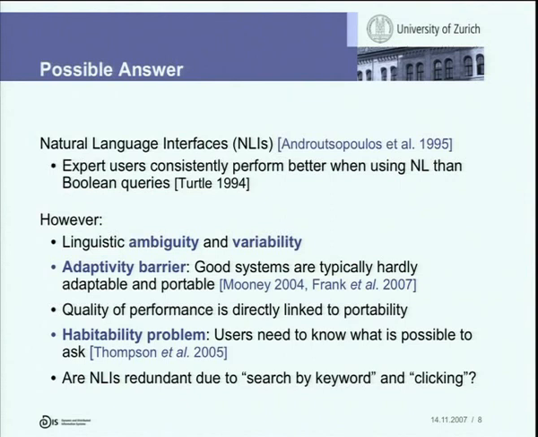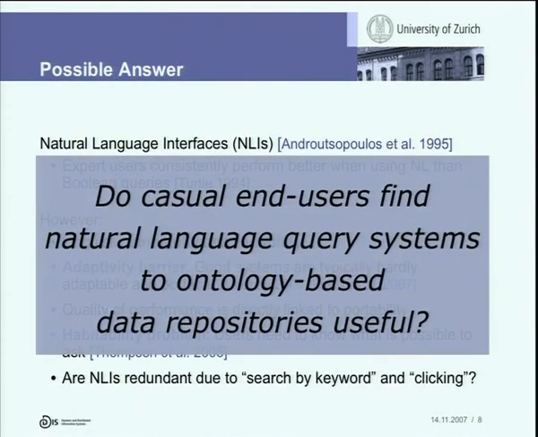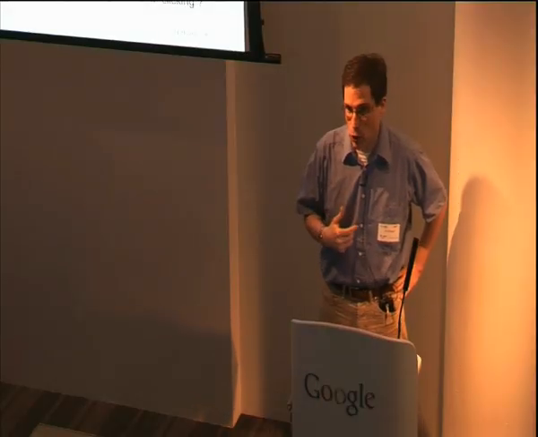Last but not least, there is obviously the question as to whether NLI, this whole field of natural language interfacing to knowledge bases or to databases, is completely redundant, given that we have been in a generation of search by keyword and clicking. We started off with this question: is it really this way? And is natural language useful? Or do casual end users, and we put a big emphasis on that, casual end users, find natural language query systems to, in this specific case, ontology-based data repositories useful? Although you could probably drop the ontology base away. I don't think it's actually necessary to the experiments that I'm going to show you.